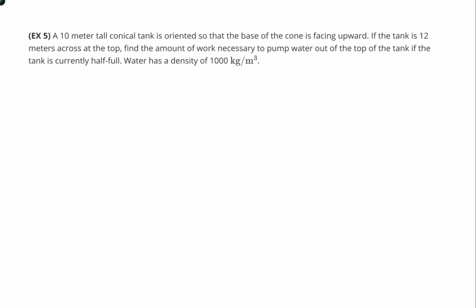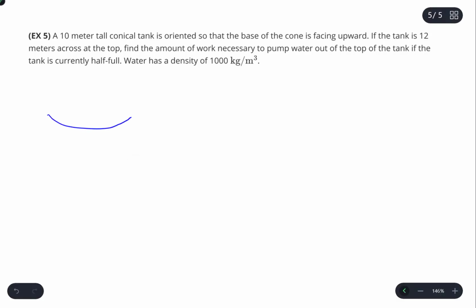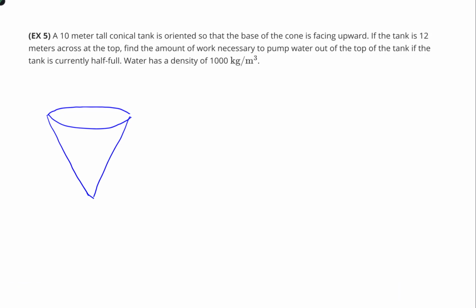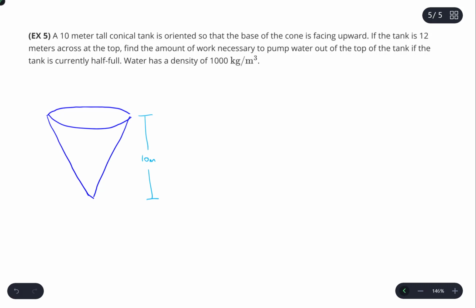Okay, so the change in this problem is that the tank here is a different shape than a simple cylinder. So the conical tank, let's sketch one here. It's going to look something like this. All right, now we're told that it's 10 meters tall. So the height of this is 10 meters. It's 12 meters across at the top, so 12 meters this way.